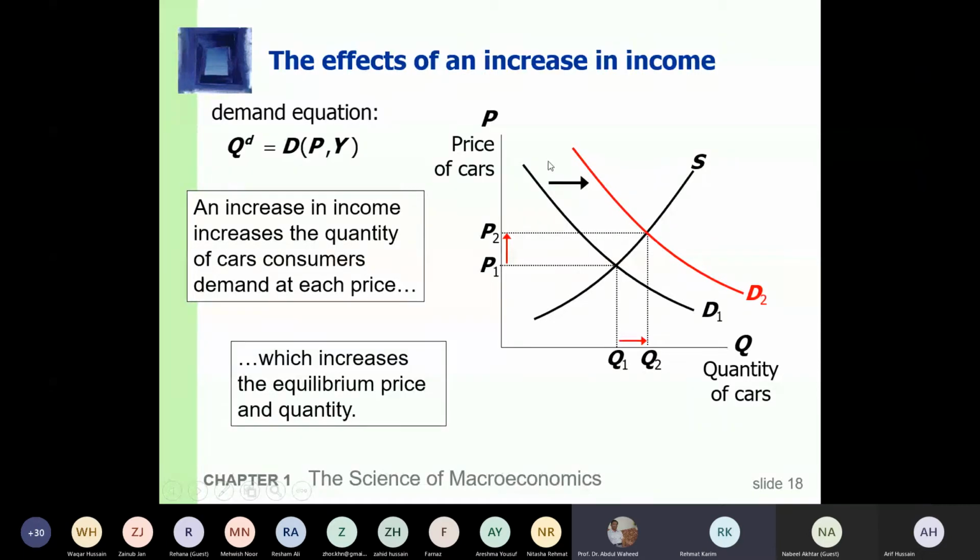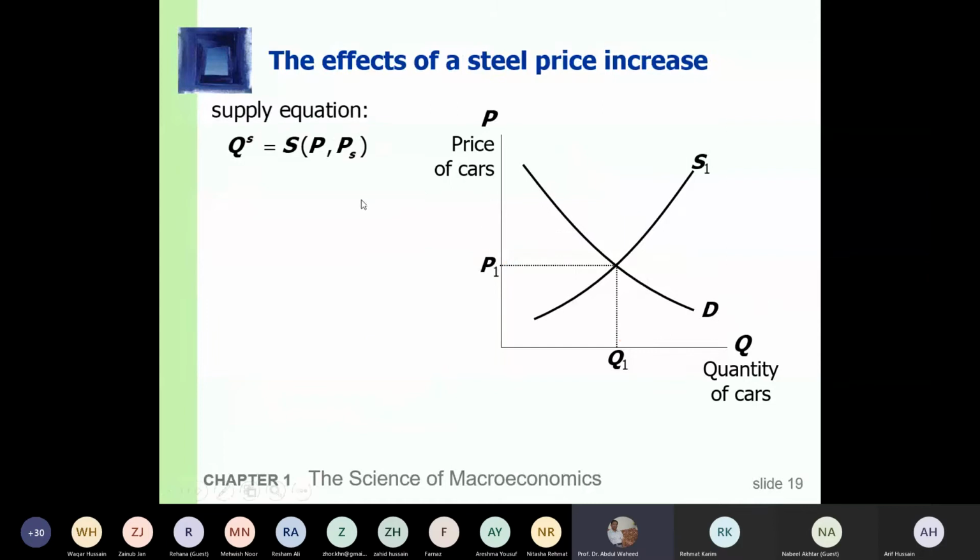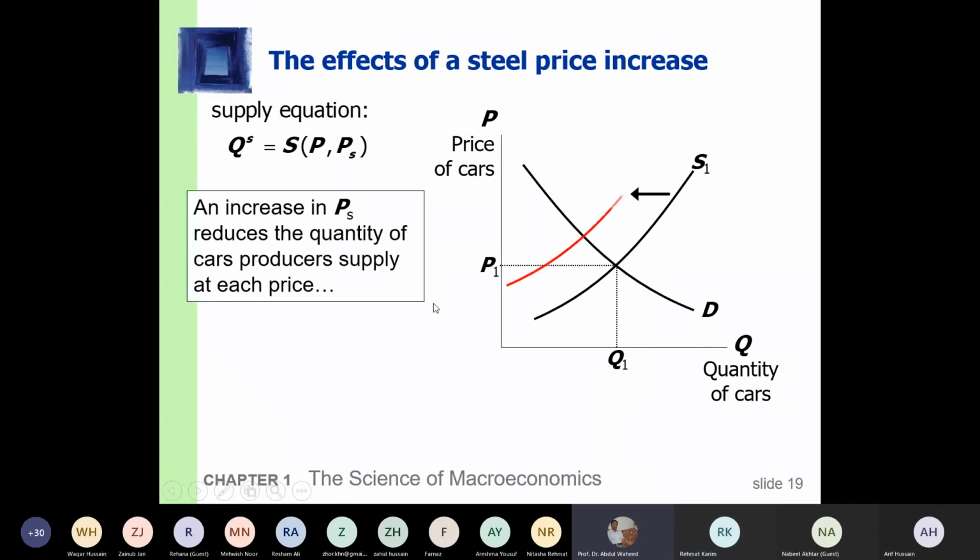This is determined outside the model, no? The model is not determining aggregate income. Same here: price is determined by this model, and quantity is determined by this model. But what about the price of steel? This is not determined by this model. So this is exogenous.